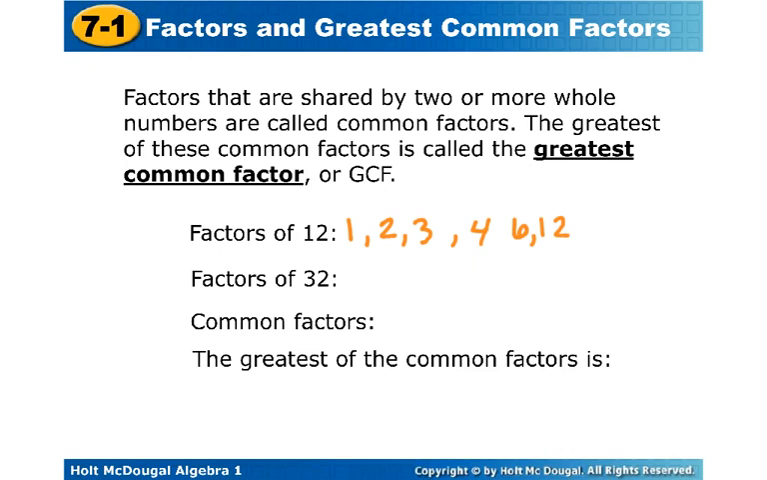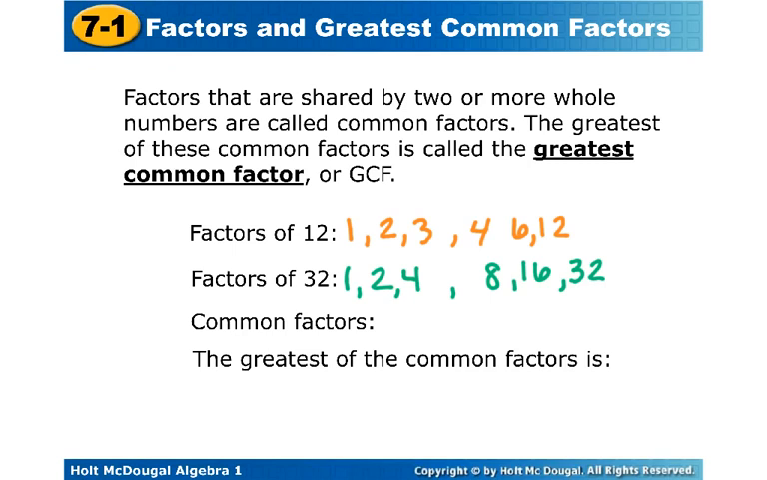Okay, and then you don't have any other factors in the mix there. So now I'm going to move on to listing my factors of 32. So I have 1 and 32. Then I have 2 times 16. And then I have 4 and 8. So when I think about it, there's no other factors of 32.